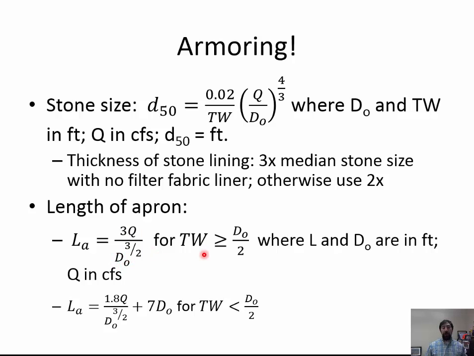And we have two conditions. One, where the tailwater is greater than half of the diameter of your culvert, then you have to use this equation. But if the tailwater is less, then you need to use a modified version of this equation for calculating the length of the apron. So here are two equations that can be used for calculating the length of the apron.